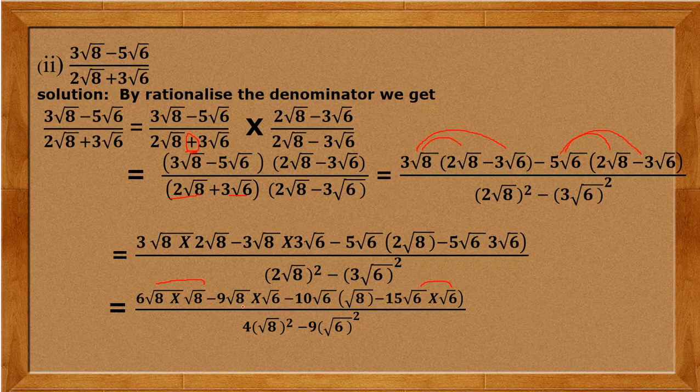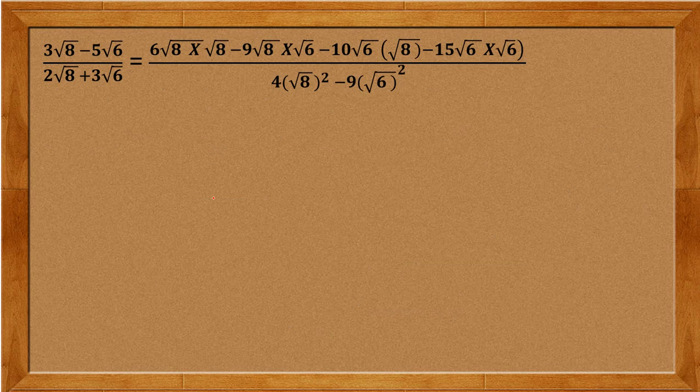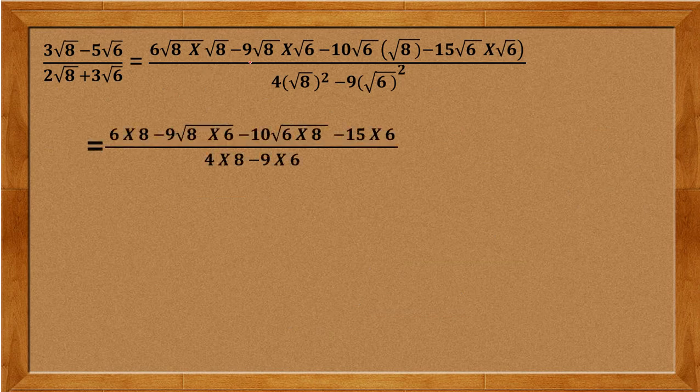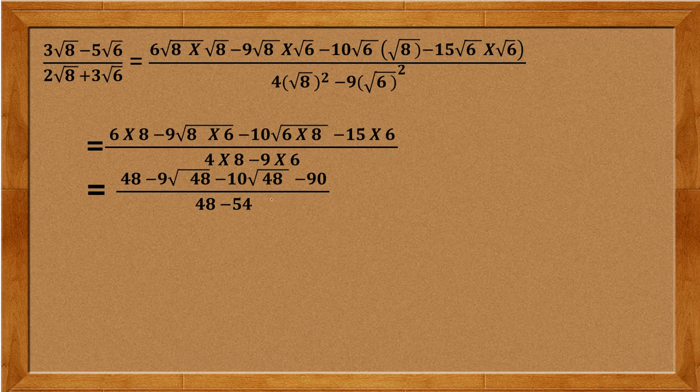And the irrational numbers which are not the same in these two terms will be multiplied inside the square root sign. So in the next step we get 6 into 8, minus 9 square root of 8 into 6, minus 10 into square root of 6 into 8, and 15 into 6. So 6 into 8 is 48, minus 9 square root of 48, minus 10 square root of 48, minus 15 into 6 is 90, upon the denominator.